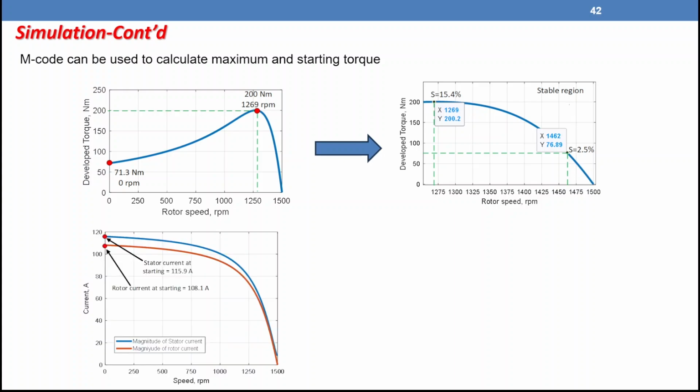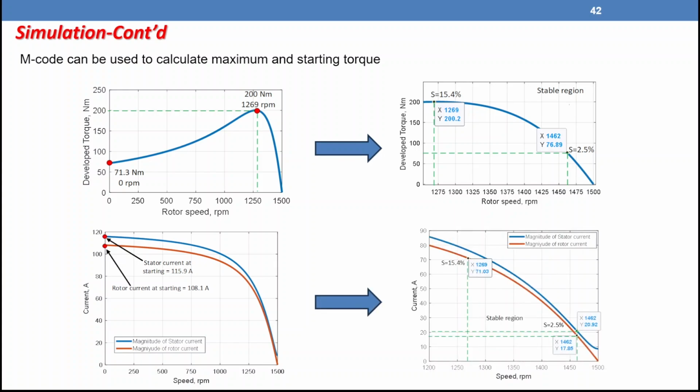Regarding the current, we have starting current equals 115.9 ampere, and the rotor current is 108.1 ampere. Looking at the stable region, the current at the maximum point is 71.3 ampere, and the rotor current is 0.03 ampere. The current at slip 2.5% is exactly as we calculated for the stator, which is the blue line, and the rotor is the red line, at speed 1462 RPM. In chapter number 5, we're going to see how to plot these curves. That will be two chapters ahead.